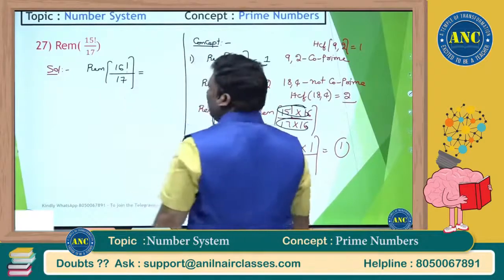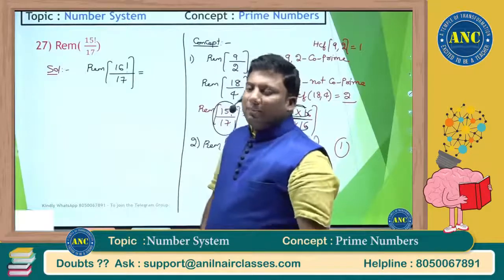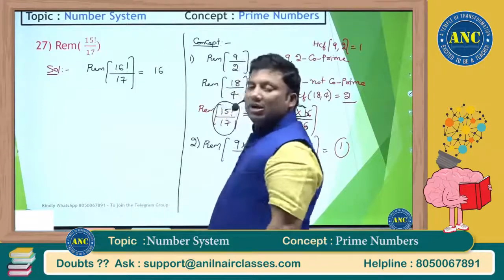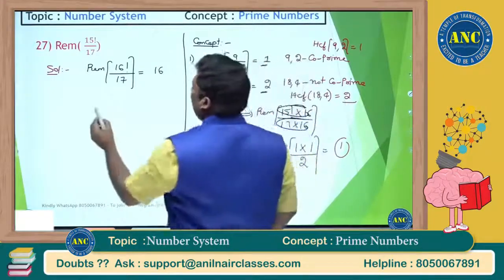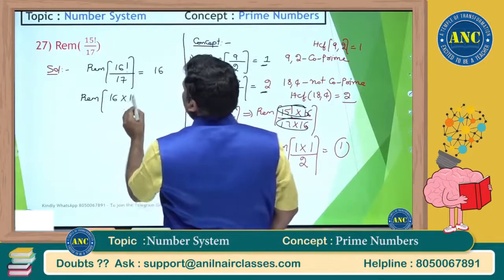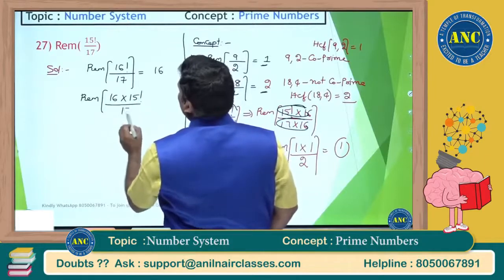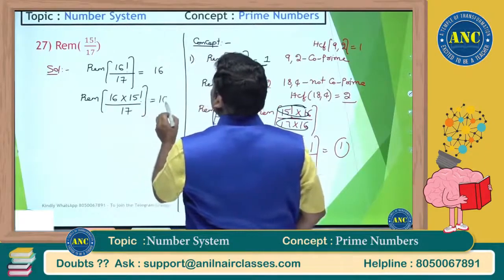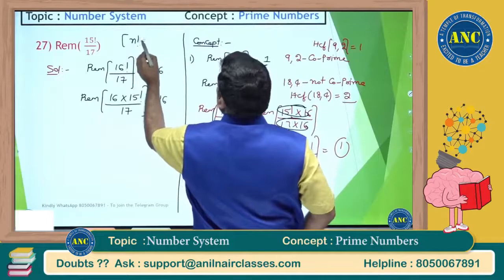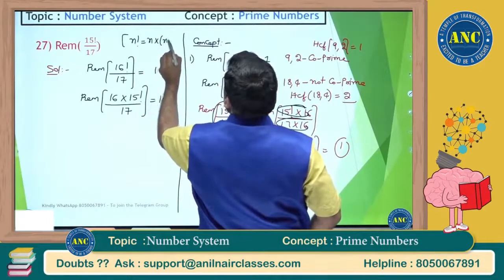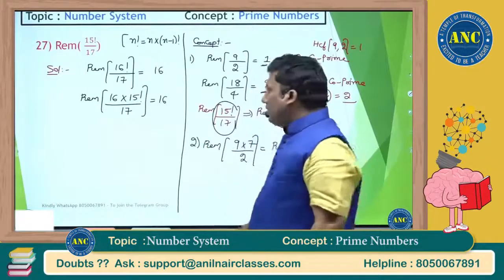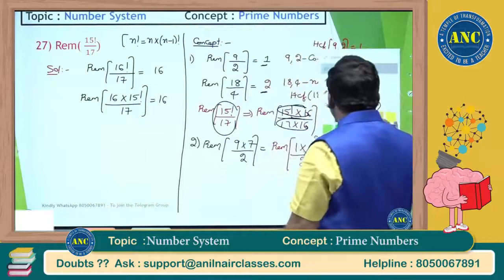16 factorial by 17. P minus 1 factorial by P is P minus 1. 16 factorial can be written as 16 into 15 factorial. N factorial can be written as n into n minus 1 factorial. So 16 factorial is 16 into 15 factorial divided by 17.